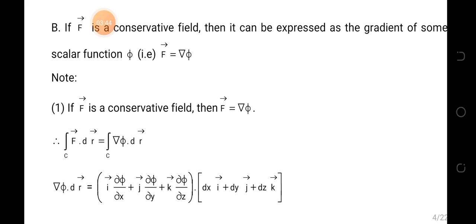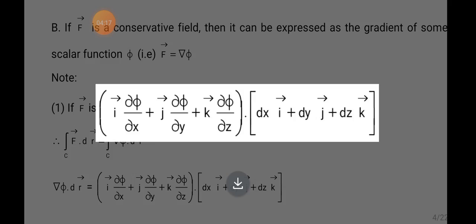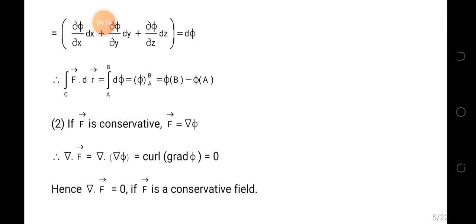Notice that if f is a conservative field, then f vector equals del phi. Then you can write the formula as integral over C f vector dot dr vector equals integral over C del phi dot dr vector. How can you write del phi dot dr vector? It is given here: i vector into dou phi by dou x plus j vector into dou phi by dou y plus k vector into dou phi by dou z, dotted with dr, which is dx i vector plus dy j vector plus dz k vector, and it is calculated.